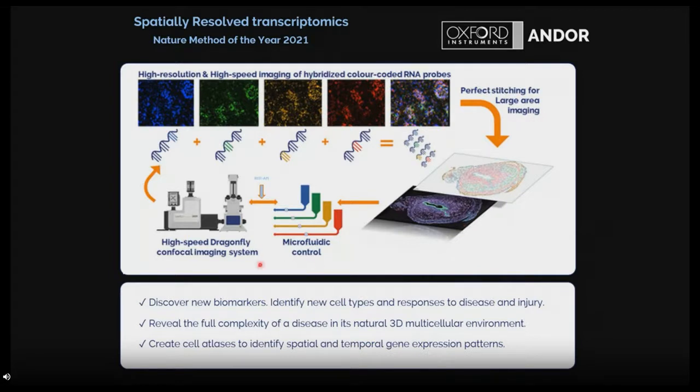And how is this done? Well, this is done by integrating the Dragonfly imaging system with microfluidic devices and imaging your cells, your sample, doing barcodes and multiple rounds of hybridization and stripping, and then with the Dragonfly ultra-fast imaging system doing multiple rounds until you have enough rounds to deliver the number of gene products that you want to analyze.